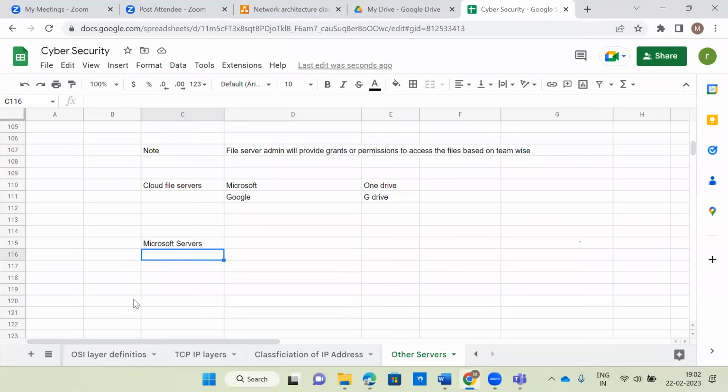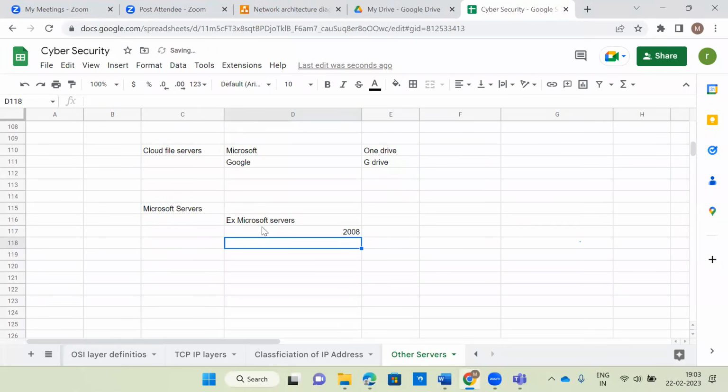Obviously, Microsoft is very popular. The competitor to Microsoft is the Unix operating system, and now Unix is everywhere. So, examples of Microsoft operating system servers: 2008, which is one of the model numbers. Once again, in 2008 we have R1 and R2, release 1 and release 2. The next one is 2012, then 2016, then 2018, 2019, 2021. So these are all servers, part of Microsoft Windows servers.